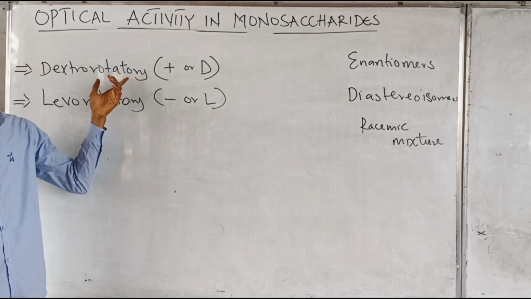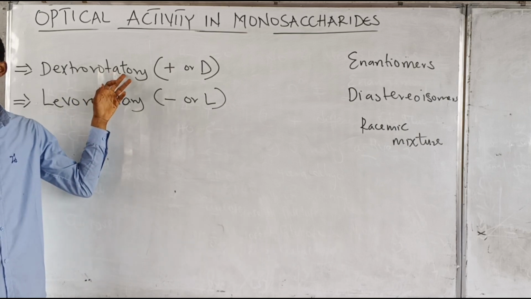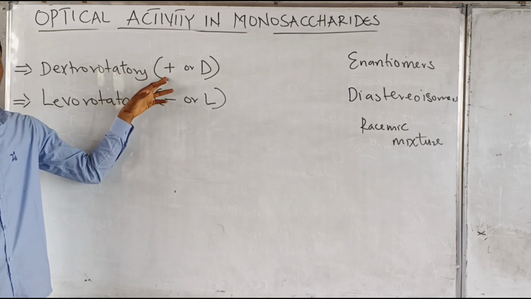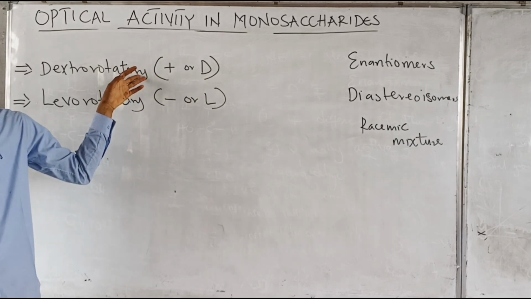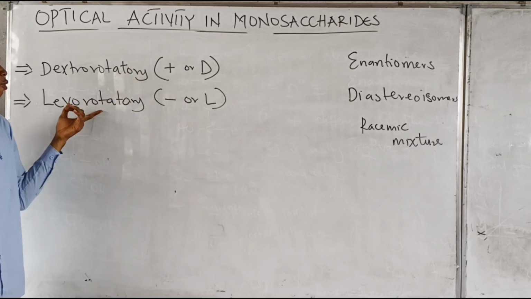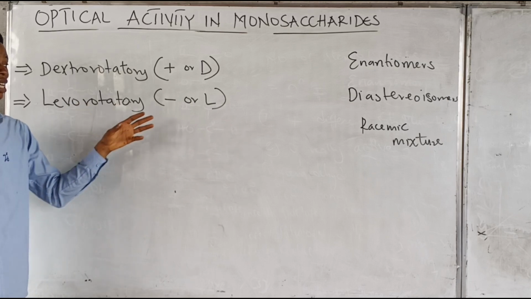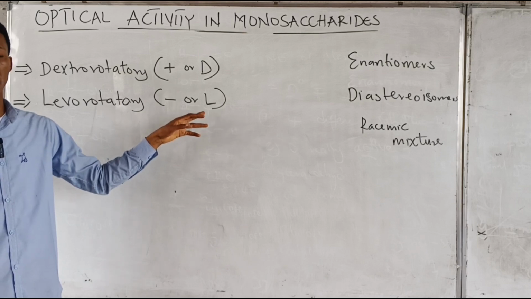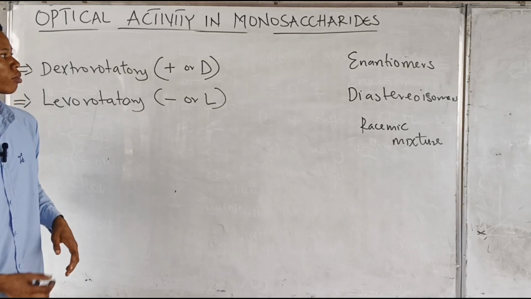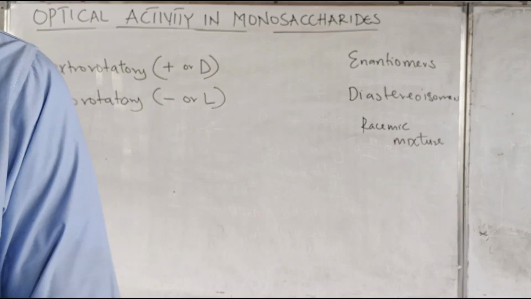Now, if the monosaccharide rotates light to the right, we call it what? Dextrorotatory. And it can be designated as plus or D. So dextrorotatory, it rotates light to where? The right. Levorotatory rotates light to the what? Left. And can be designated as what? Minus or L.